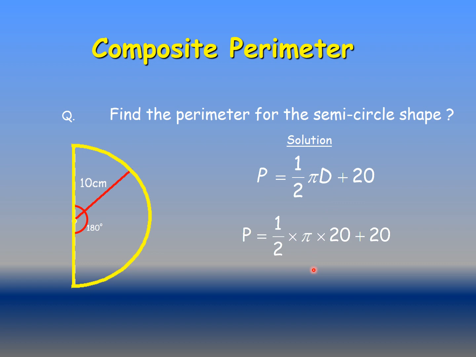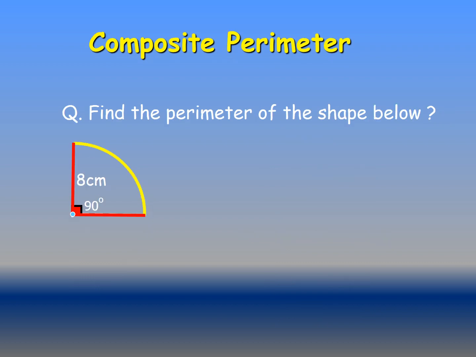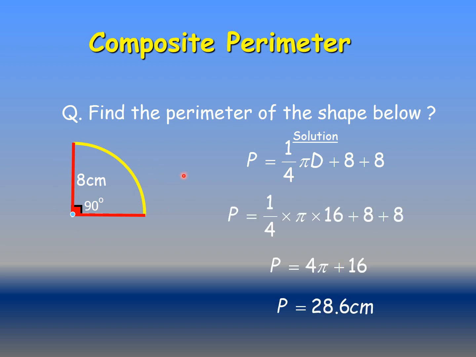So we'll replace the value, d is 20, and when you are solving, you'll get the perimeter of the figure equals 10 pi plus 20. That means P equals 51 centimeters. Now let's check the quarter. Here this is the quarter circle, I mean the part of the circle. So we'll use 1 over 4 pi d plus 8.